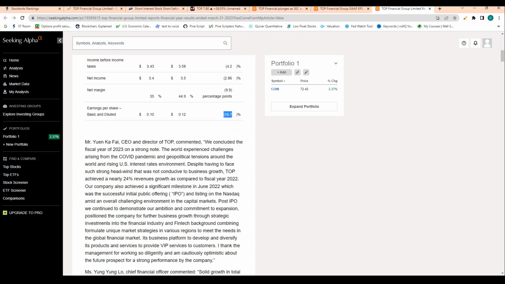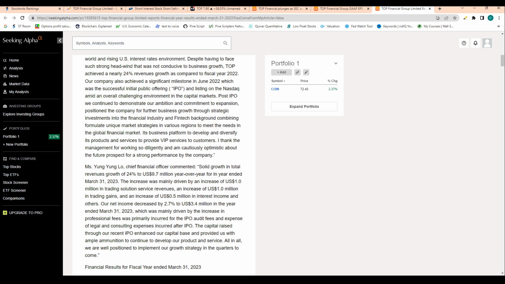And I'll just read a quote from their CEO. "We concluded the fiscal year of 2023 on a strong note. The world experienced challenges arising from COVID pandemic and geopolitical tensions around the world and rising U.S. interest rate environment. Despite having to face such strong headwinds, that was not conducive to business growth, we achieved a nearly 24% growth as compared to fiscal year 2022. Our company also achieved a milestone in June 2022, which was our successful initial public offering. Post-IPO, we continue to demonstrate our ambition and commitment to expansion, positioned the company for further growth through strategic investments into the financial industry and fintech background, formulating unique market strategies in various regions to meet needs in the global financial market."